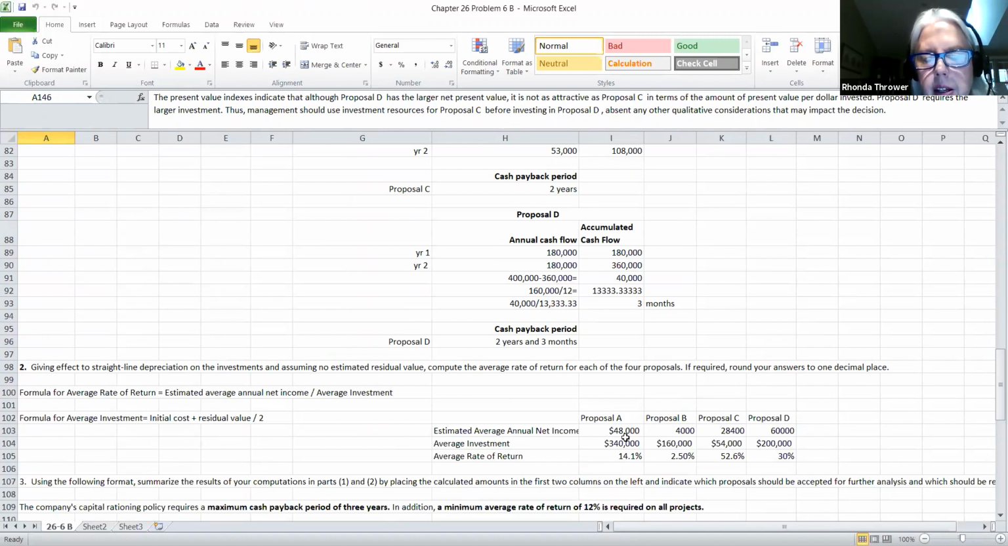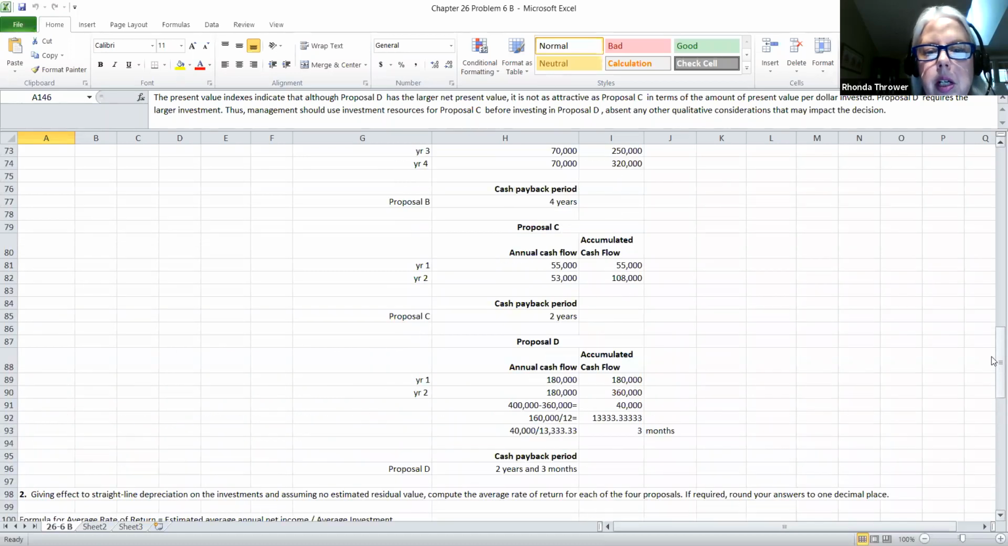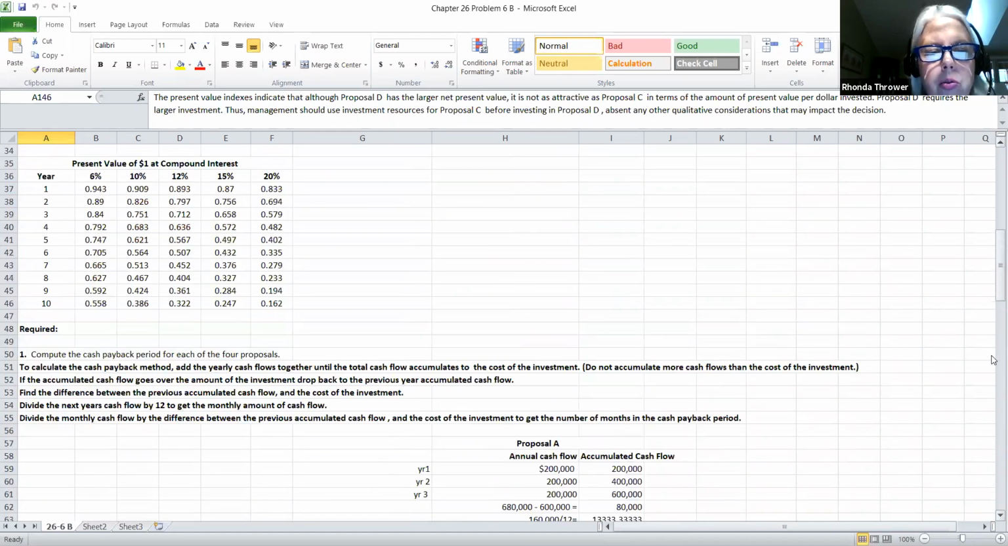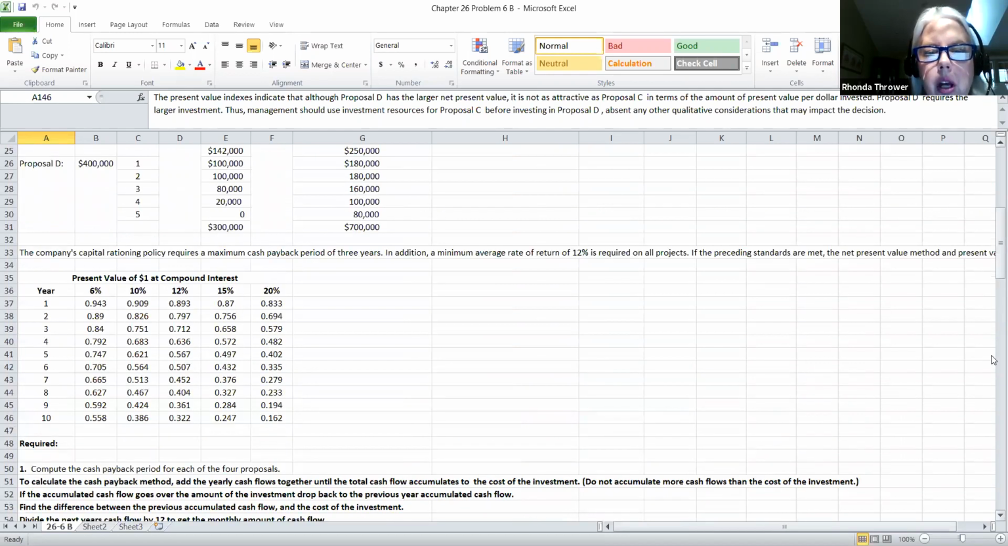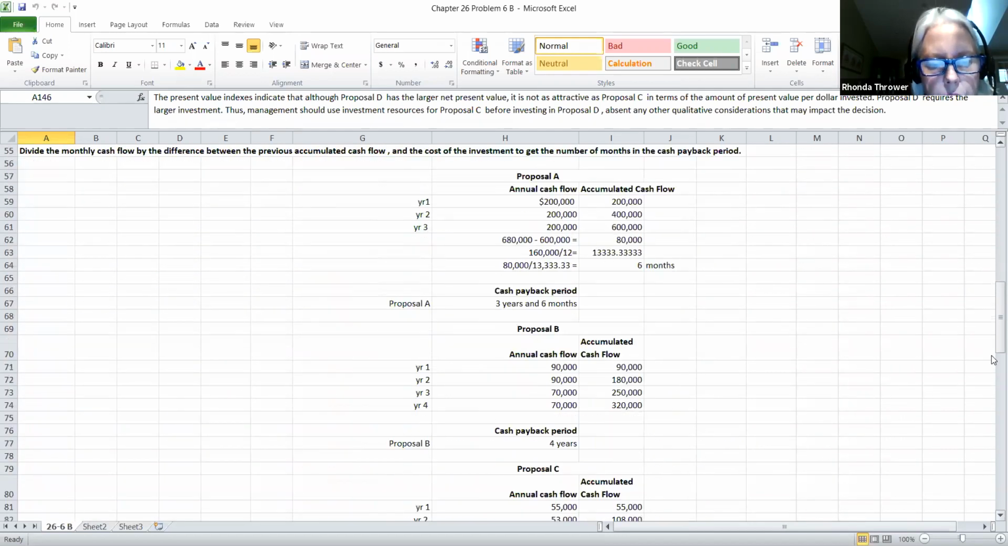Again, I took the total net income for this proposal and I divided it by the useful life of 5 years, and that gave me $48,000. You're going to find the average investment by taking the initial cost and adding the residual value to that. That's the residual value, the amount that's left over after you fully depreciated it. And you're going to divide it by 2 to get an average. In this problem, they told you that there was no residual value.